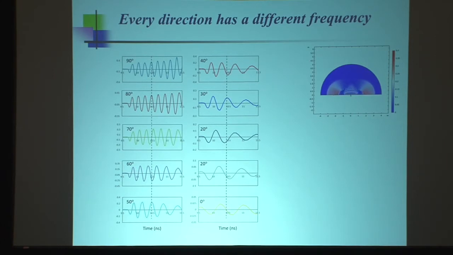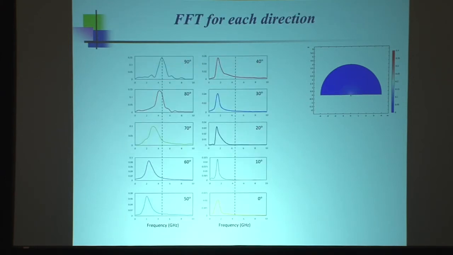At 90 degrees, you get this time history. At 80 degrees, you get this time history. At 0 degrees, you get this time history. And clearly, you see the different frequency. In fact, if you do the FFT analysis, you see in every angle direction, you have a different frequency. So you start with a monochromatic signal, single source. You make the entire medium change the same way, and yet in every direction, you have a different frequency.